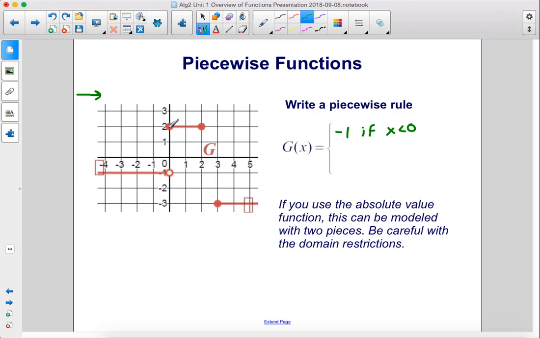Then the function g of x is at 2 if x is between 0 and 2. So we have 0 less than or equal to x less than or equal to 2, since we have filled in circles here. Now, we don't have any values for the function when x is between 2 and 3. We jump down here to -3 if x is greater than or equal to 3. And there we go. There's our piecewise rule.